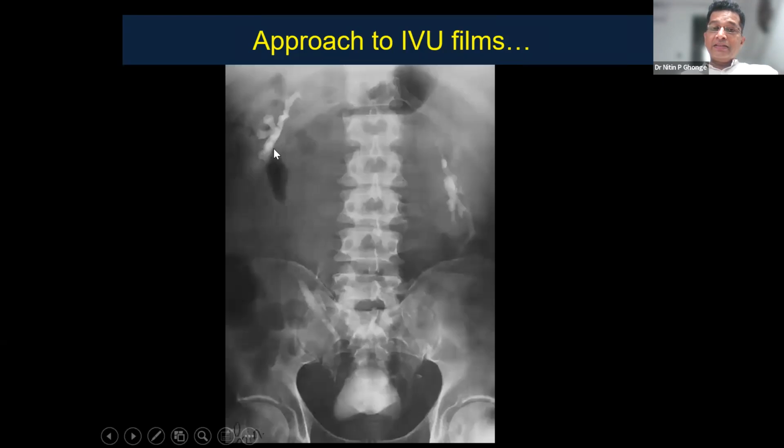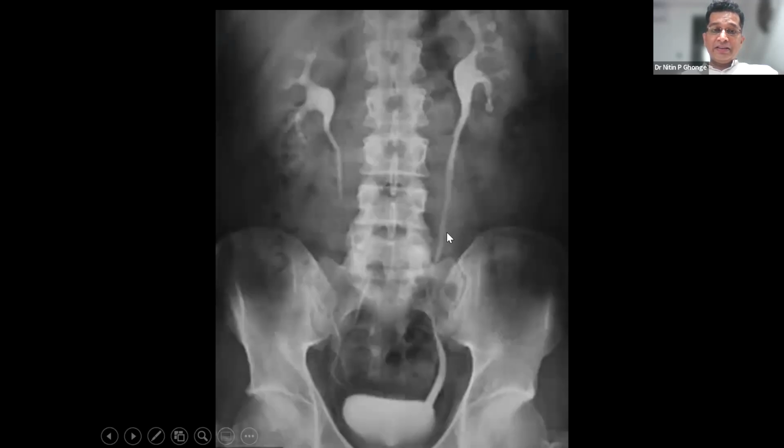And here is an example where you can see significant distortion. There is extrinsic compression over the pelvicalyceal system, distortion, and widening of the distance between the two kidneys. This is either because of an aortic aneurysm or a lymph nodal mass. Only two conditions are possible, and in this example, it was because of enlarged lymph nodes which are displacing the ureters and the kidneys.